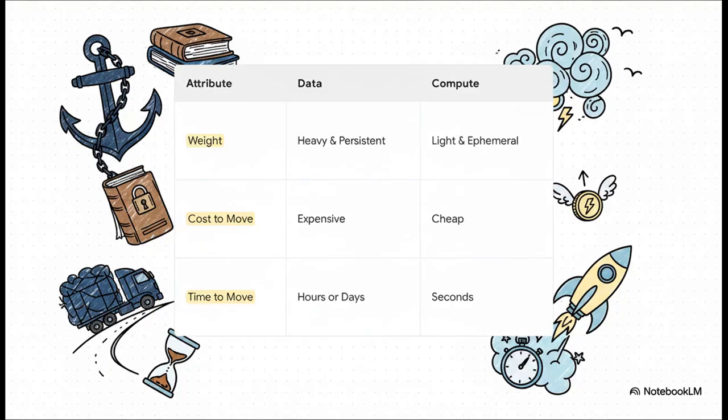And this chart just lays it out perfectly. Look at this imbalance. On one side, you have data. It's heavy, it's persistent, it sticks around. On the other side, you have compute, your apps and services. That stuff is light and ephemeral. You can spin it up or down in a flash. Moving petabytes of data is crazy expensive and can take hours, even days. But moving a computer program, that's cheap and takes seconds. The choice becomes a no-brainer.